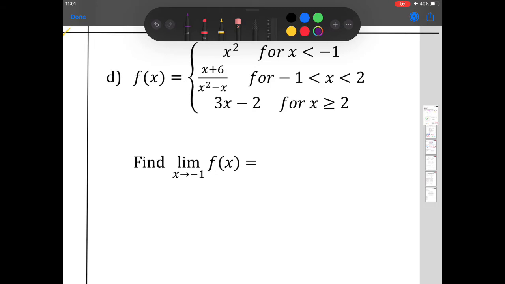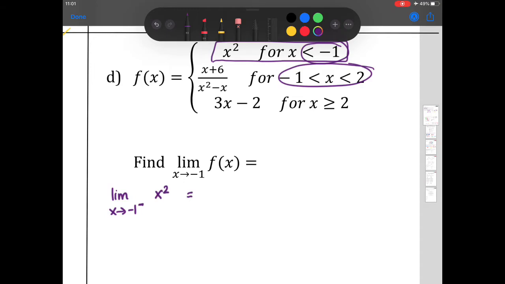D. So here we have a piecewise function, and it is asking us to check whether the limit as x approaches -1 of f(x) exists or not. So we have -1 over here in this function and here, so we're going to find both of them. This is basically the limit as x approaches -1 from the left, because it's less than. So the first function we're going to use for the left limit, which would be x², apply the limit, and you get (-1)², which is 1.